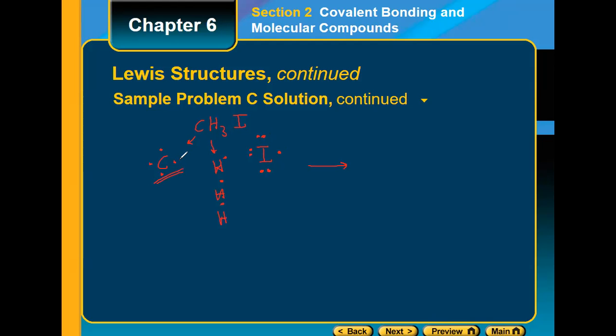We need another 4 electrons. Hydrogen just needs 1 electron, and iodine just needs 1 electron. So if like that, we are going to find that carbon will make a single covalent bond with each hydrogen and another single covalent bond with iodine. So in that case, each one of these elements is going to be stable.